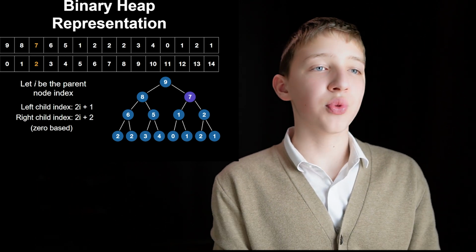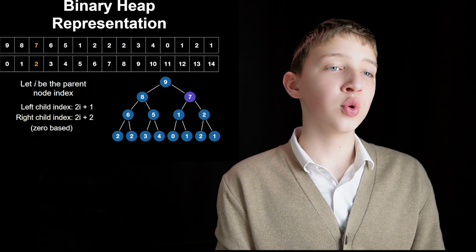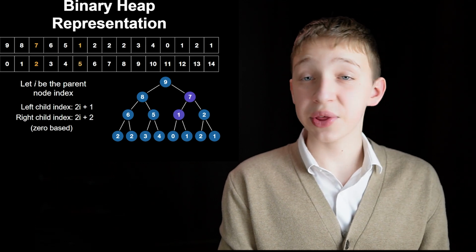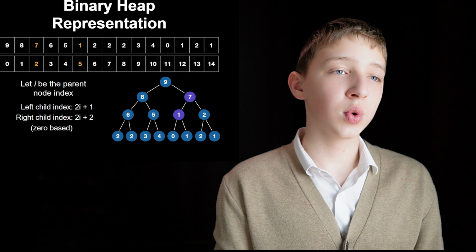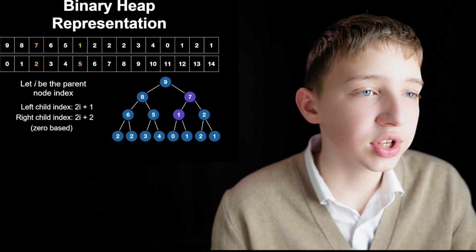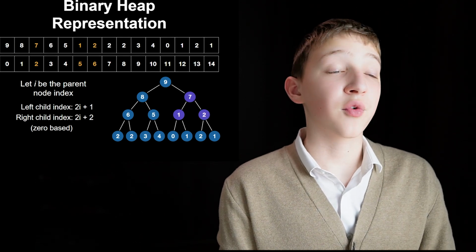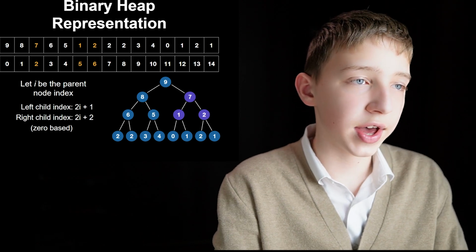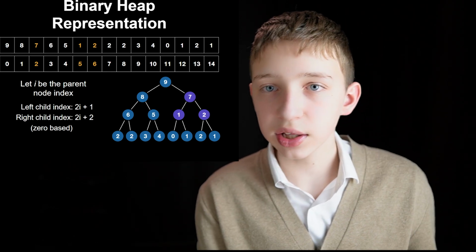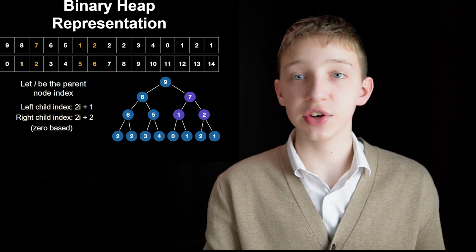And the right child should be at 2i plus 2, where i is 2, so 2 times 2 plus 2, that is 6. If we look at our array, that gives us the value 2. And that's right. If we look at the heap, that is correct: the left child of the 7 is 1, and the right child of the 7 is 2.